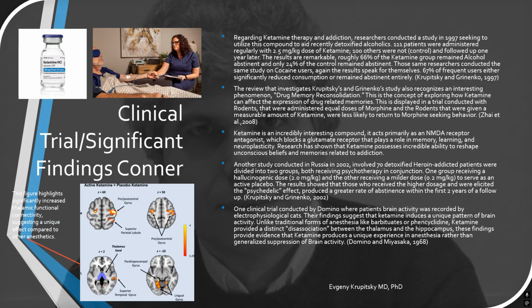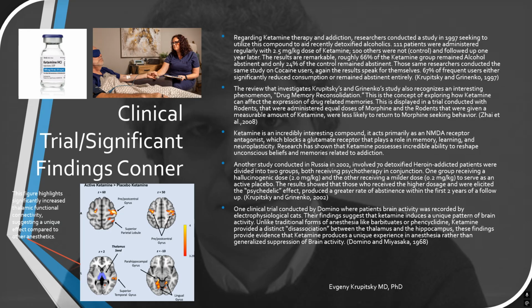The review that investigates Krupski and Granenko's study also recognizes an interesting phenomenon: drug memory reconsolidation. This is a concept of exploring how ketamine can affect the expression of drug-related memories. This is displayed in a trial conducted with rodents that were administered equal doses of morphine, and the rodents that were given a measurable amount of ketamine were less likely to return to morphine-seeking behavior. Ketamine is an incredibly interesting compound.